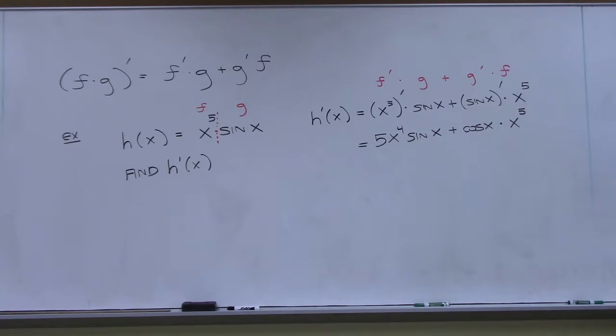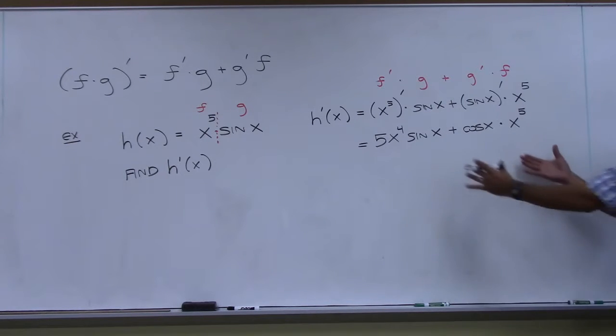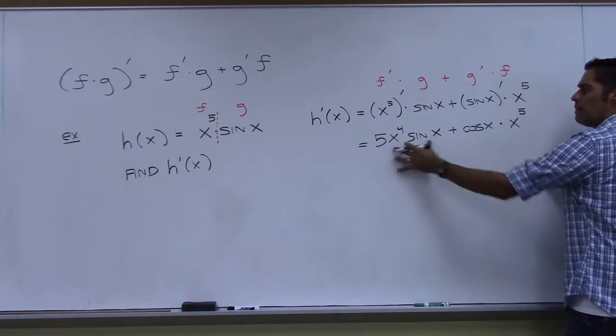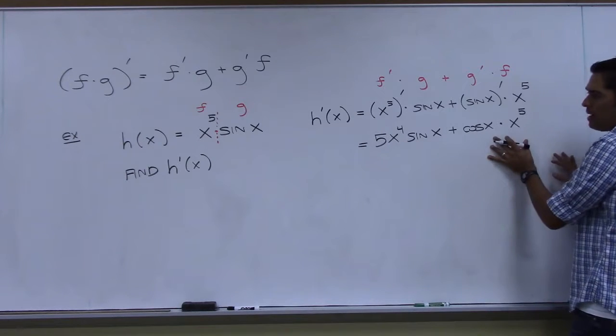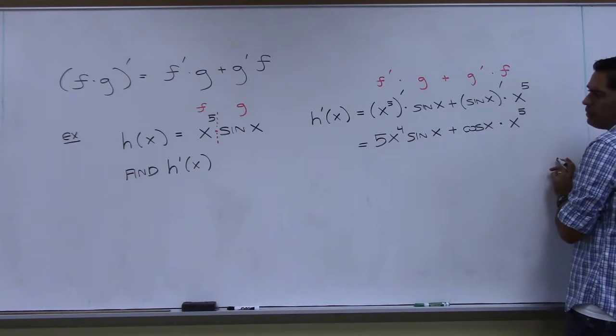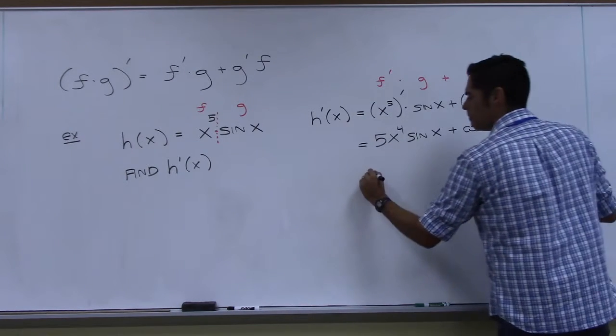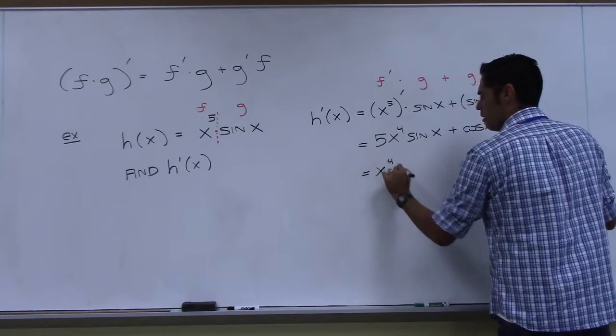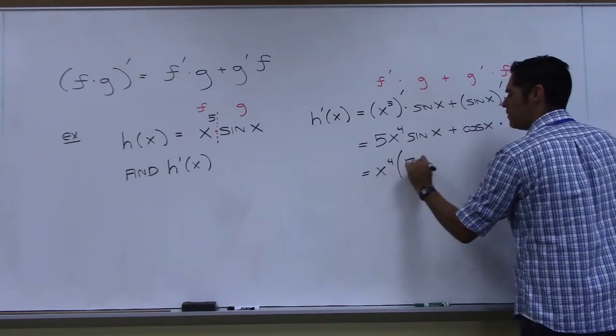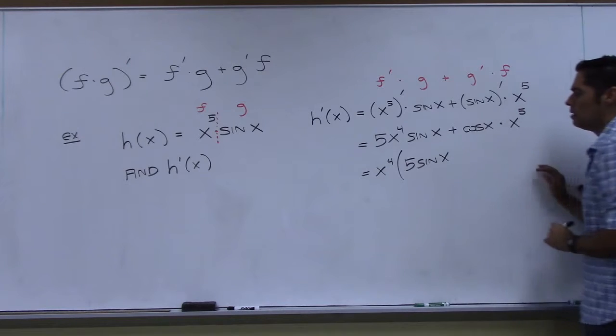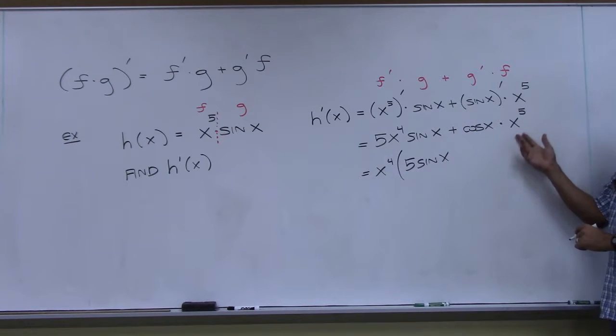But we do want to be able to simplify this a little bit, all right? We want to try and clean these up if we can. So looking at these two terms, what factor do they both have in common? X to the fourth. So I could factor an x to the fourth out. And that would leave me with a 5 sine x. And then over here I took x to the fourth out, right? So it leaves me with 1x in here.